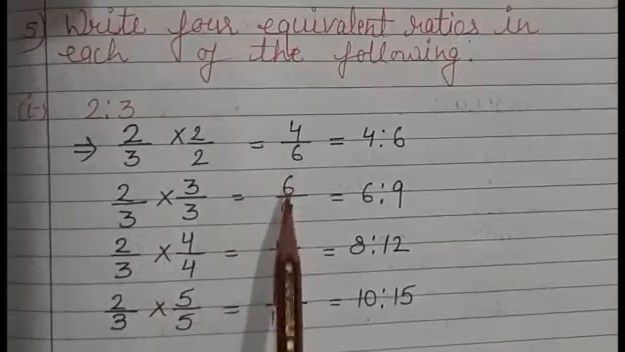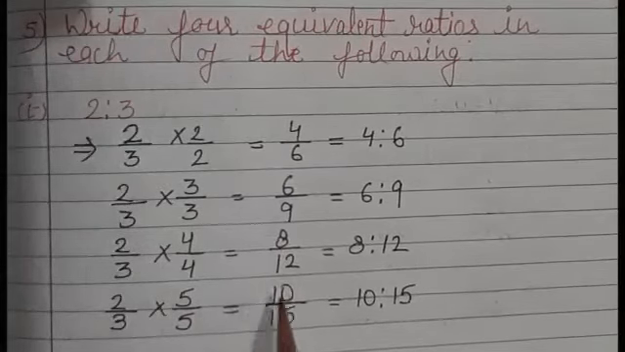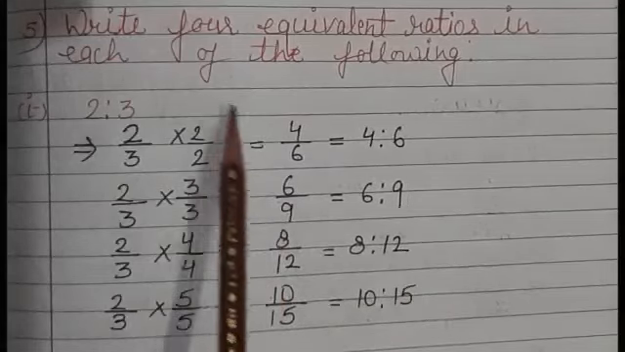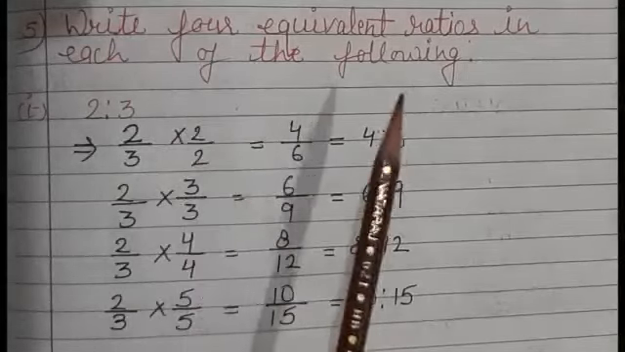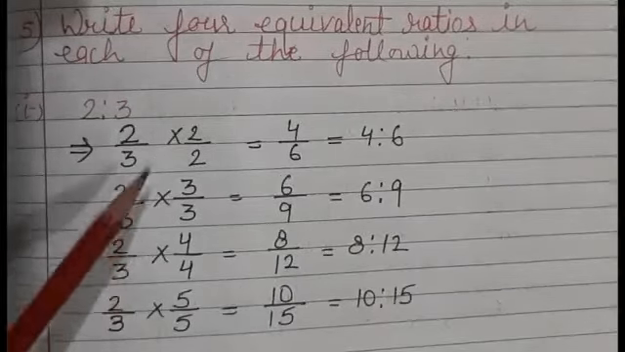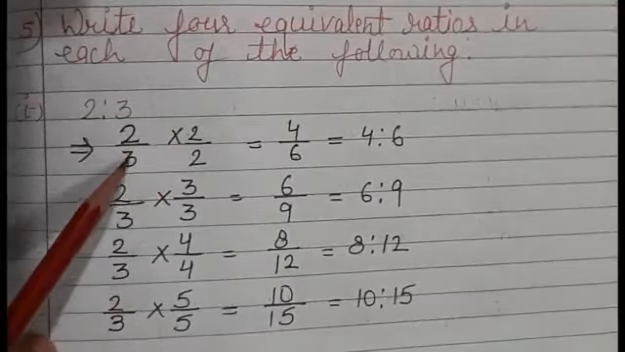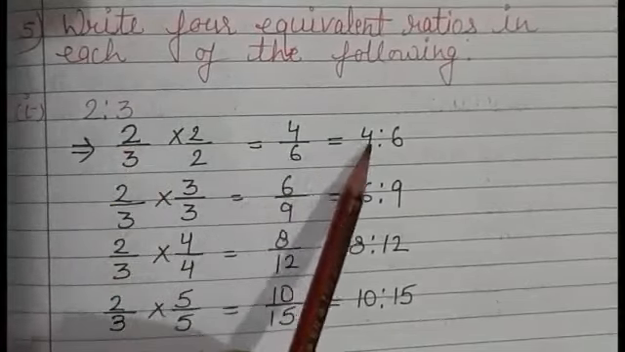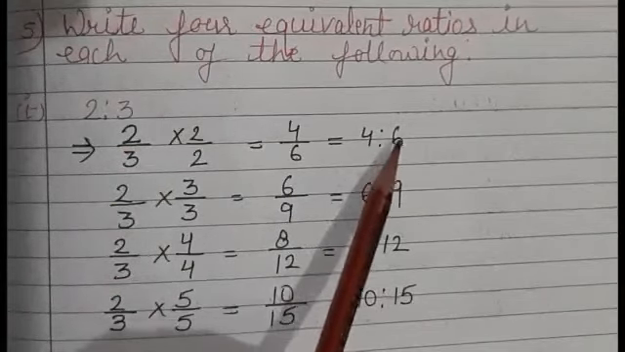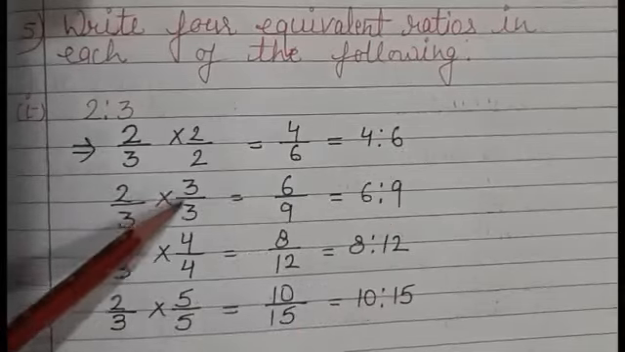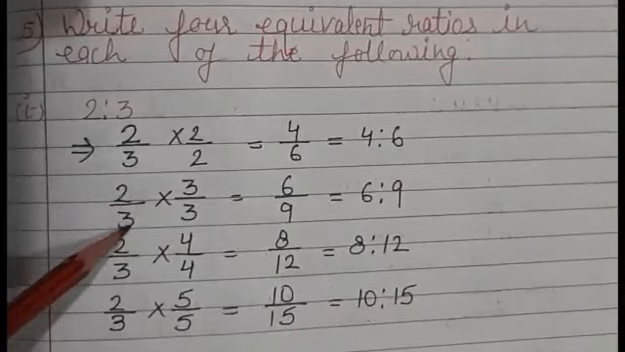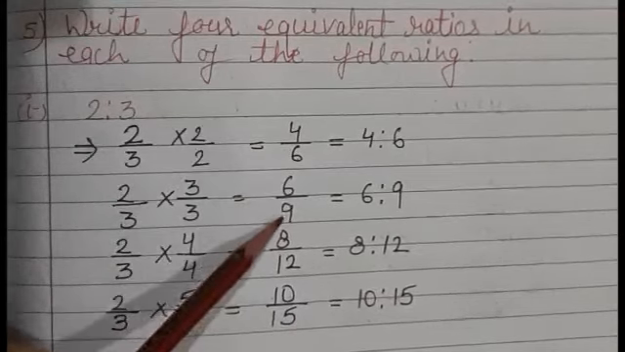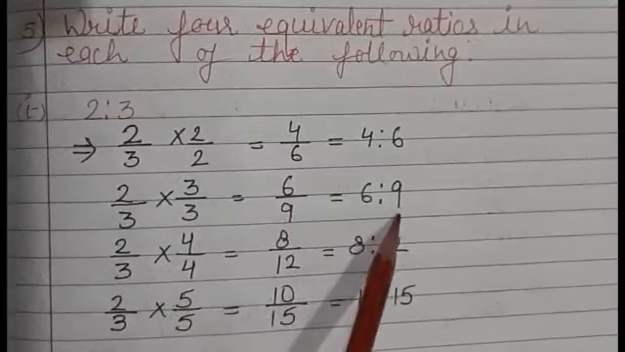When we will multiply, these fractions will come and then we will convert into ratio, because we have to find out 4 equivalent ratios. When we will multiply 2 with its numerator and denominator, 4 by 6 will come. Ratio will be 4 is to 6. When we will multiply 3 with its numerator and denominator, fraction comes 6 by 9. Ratio will be 6 is to 9.